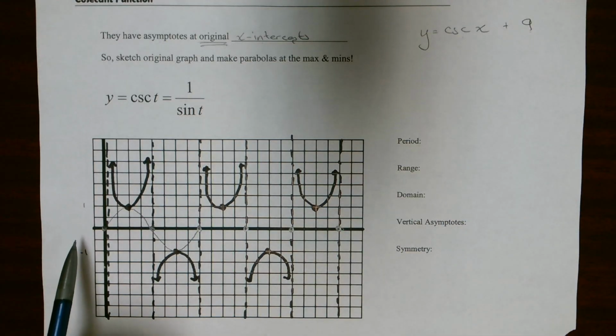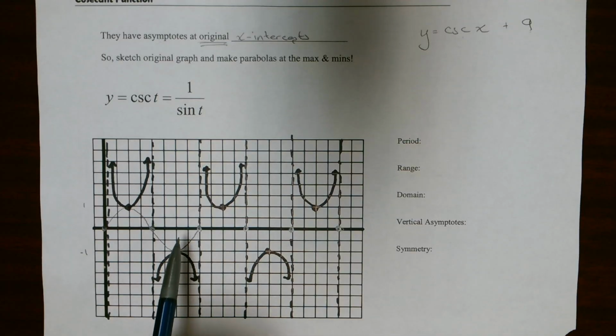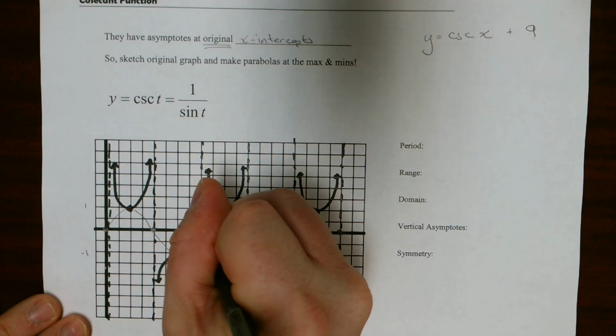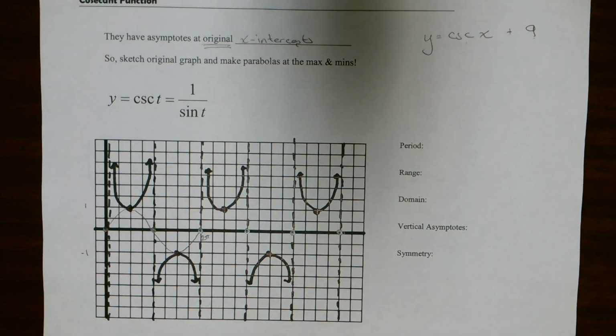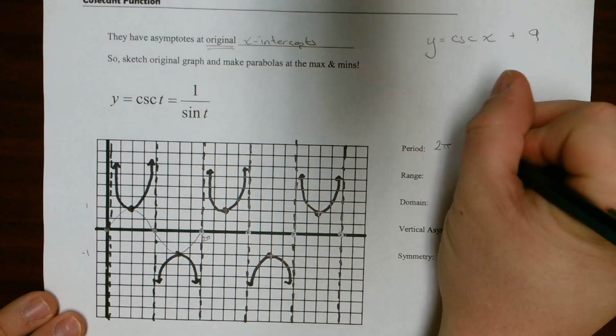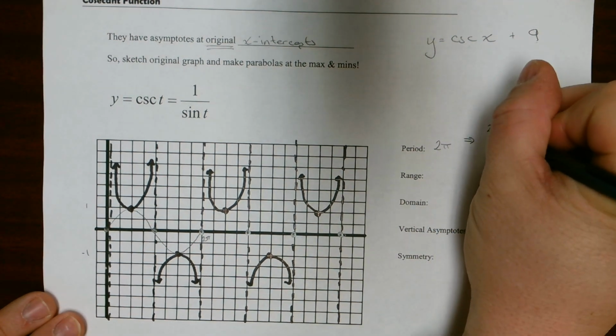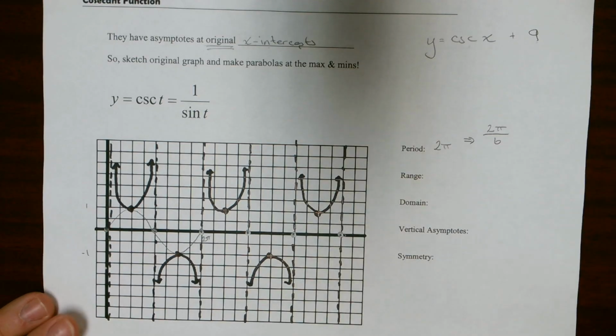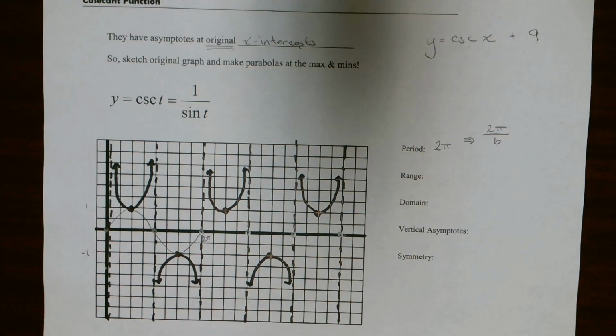Well, first notice that it's made from the sine graph, and I forgot to label my period, but it's going to have the same period as a sine graph, 2 pi, meaning that we're still going to be using the equation 2 pi over b to find the period of cosecant. Same is going to hold true for secant.